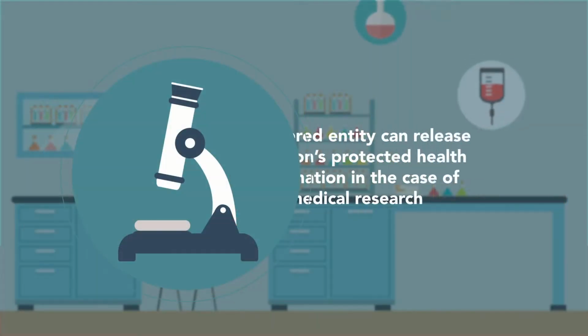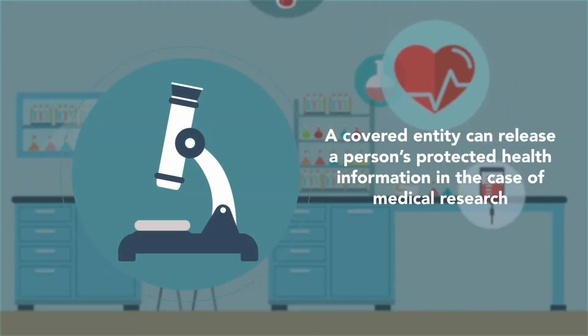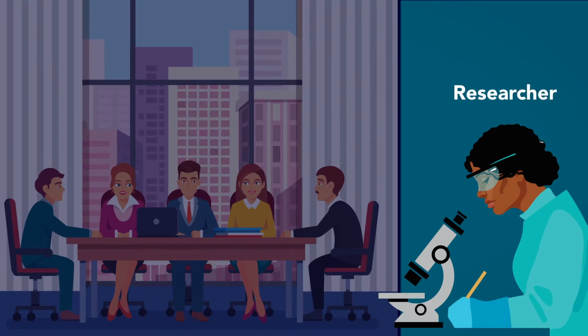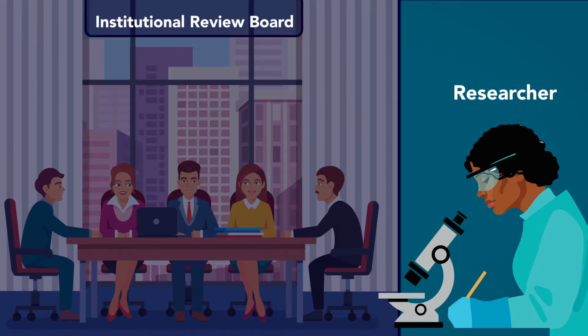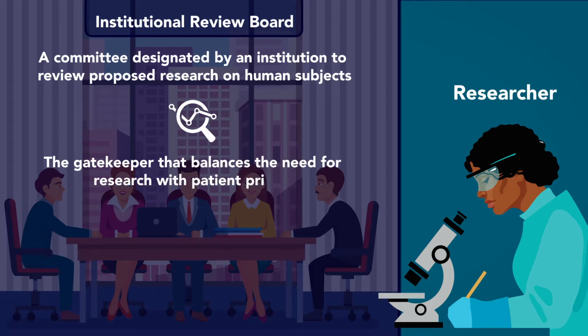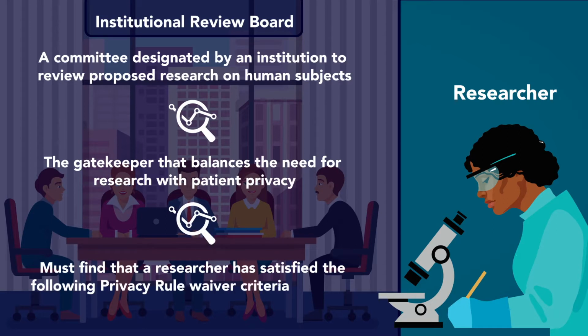Finally, a covered entity can release a person's protected health information in the case of medical research. A researcher may submit a proposed project to an institutional review board, which is a committee designated by an institution to review proposed research on human subjects. The review board is the gatekeeper that balances the need for research with patient privacy. This board must find that a researcher has satisfied the following privacy rule waiver criteria before it approves of research with unauthorized protected health information.